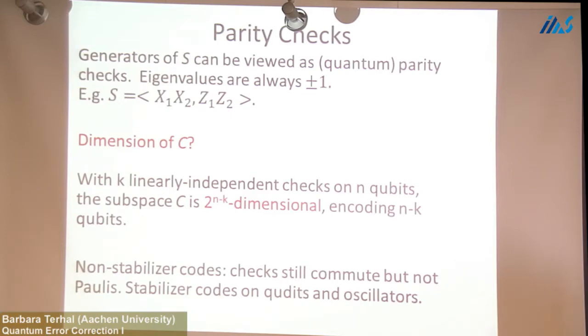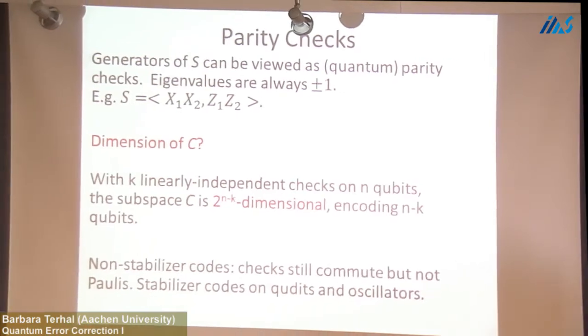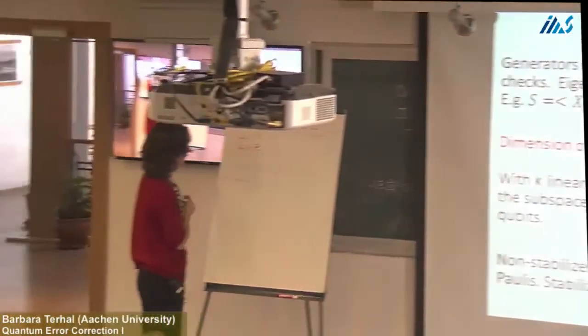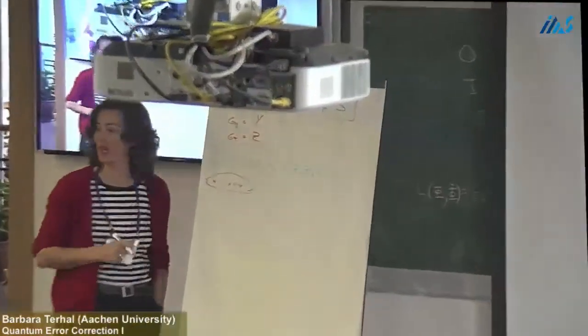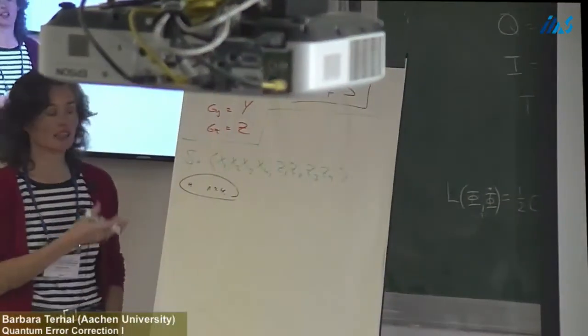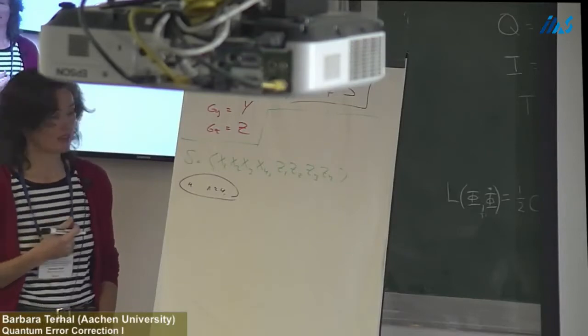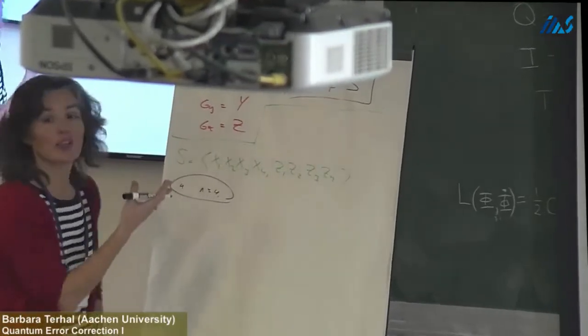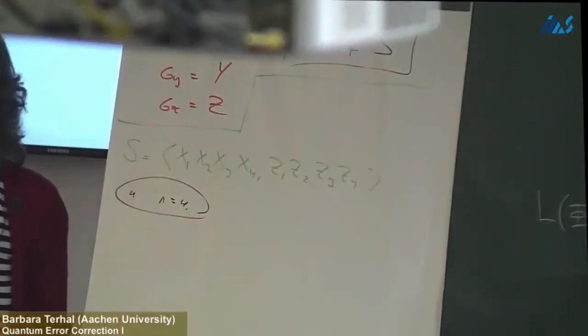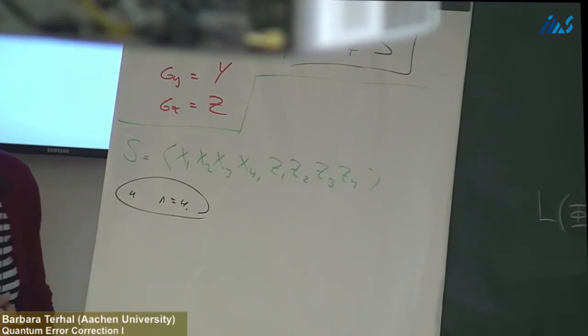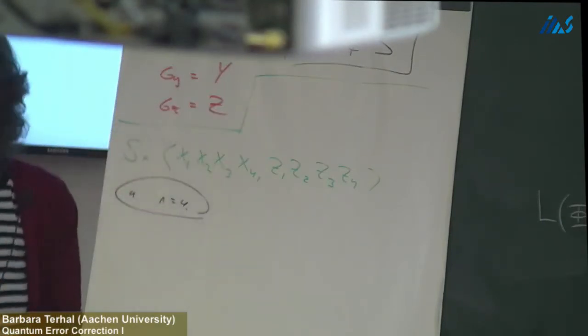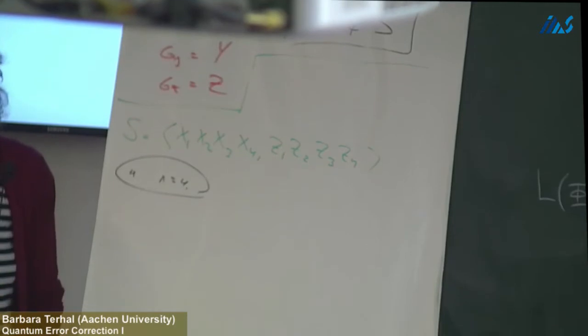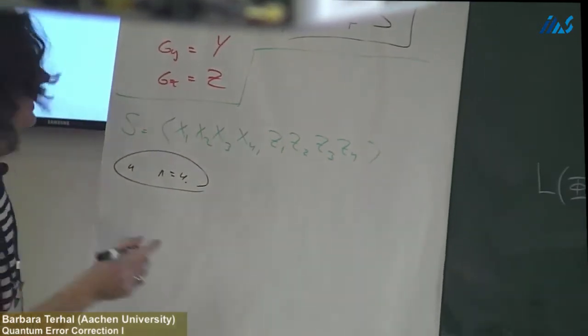So here I have 4 qubits, so n is 4. And I have 2 checks, which are clearly linearly independent. So how many qubits can I encode in this +1 eigenspace? 2. You're not allowed to say anything.